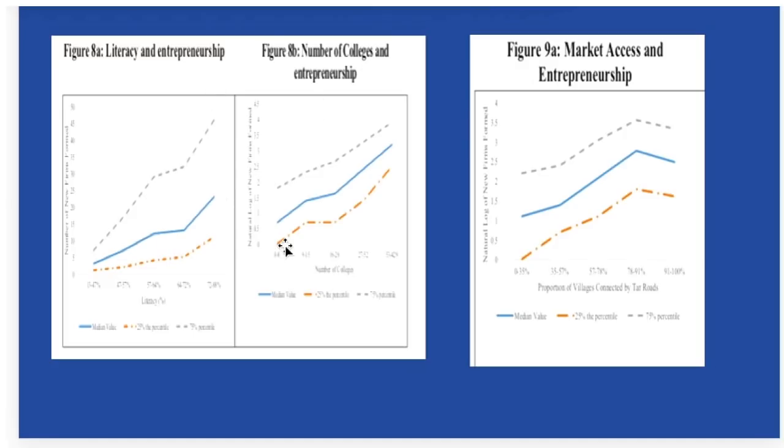Similarly, as the number of colleges increase, the level of entrepreneurship also increases. If we see the graph on market access, as the market access increases, the level of entrepreneurship activity also increases, but it decreases after a point. After this point, the law of diminishing returns comes into play as far as physical infrastructure or market access is concerned. Now, what is the law of diminishing returns?